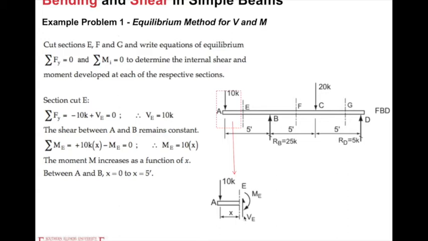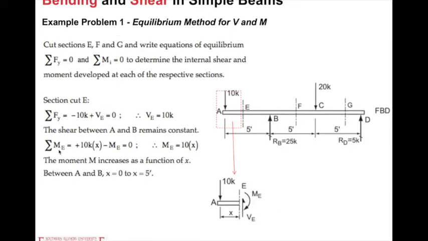So we give this VE upwards and ME clockwise, and then we list the equilibrium equation. Because the X direction is already 0, there is no applied force in the X direction. We only have the Y direction. The sum of the forces in the Y direction should be 0. So for this one, it's negative 10K plus VE equal to 0. So VE is positive 10K.